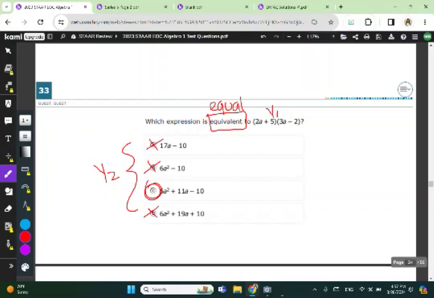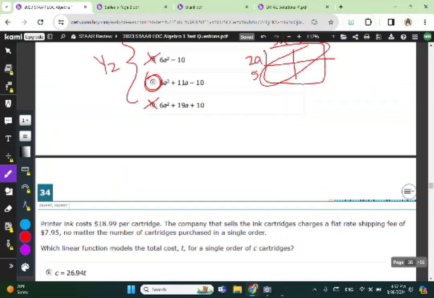But the other way, the way we learned how to do it in class, is just to do the box method, or a FOIL, 2x and 5 and 3x minus 2. Multiply and then combine. Combine your diagonals, okay? Number 34. Ooh, all the way to 41.